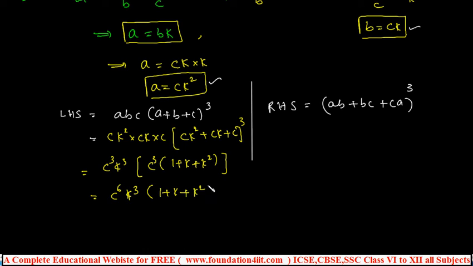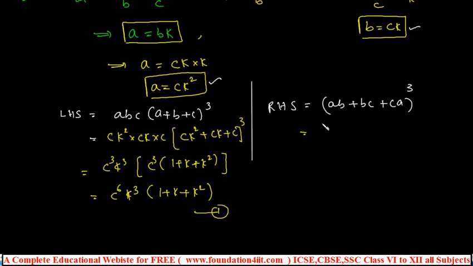Here is CK square plus CK plus C. If I take C common and the whole cube is there, that's why C cube is common. Let this be equation 1. Let us try to solve in RHS. If we get the same expression like LHS, then it's proved.